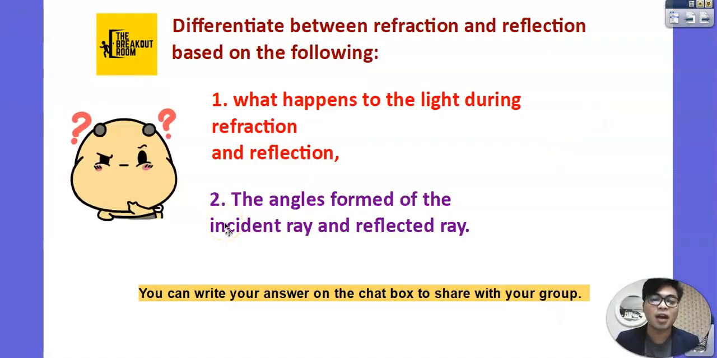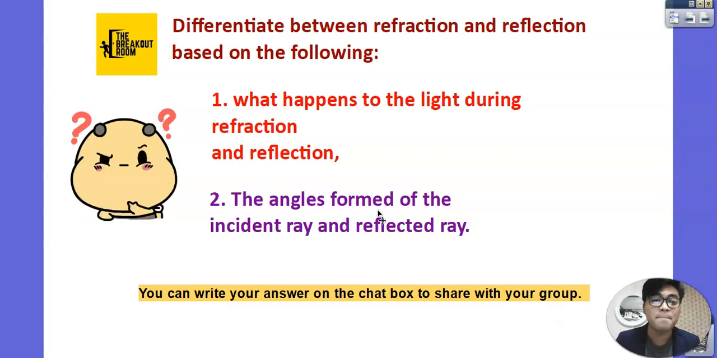So let's connect now our topic with reflection that was last time and our topic now with the refraction, and let's try to differentiate refraction and reflection using the following categories that I have here. Number one, what happens to the light during refraction and reflection, and the angles formed of the incident ray and reflected ray. So if you have your notes with you, kindly put your answer on your notes, and we're going to compare your answer with what I have here.